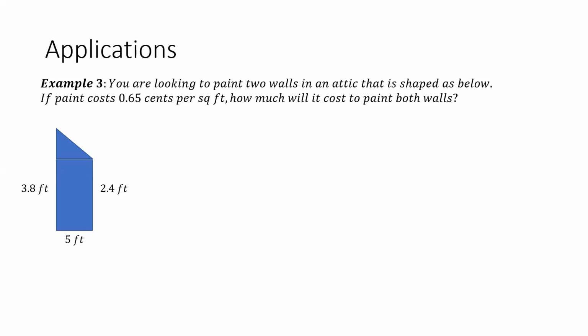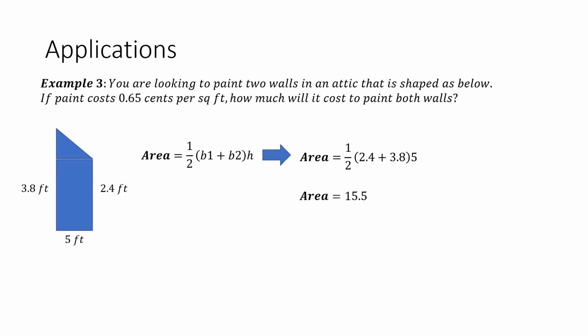So this is a trapezoid. It's a little bit weird to picture because it's turned over, but it's a trapezoid that has a base of 3.8, and another base of 2.4, and then the height is 5 feet, because although it's the side of the trapezoid, that side does happen to be perpendicular to my base. So I'm going to start by finding the area. I'm going to use that formula. I add the two bases, divide by 2, and multiply by the height. That gets me an area of 15.5 feet squared.